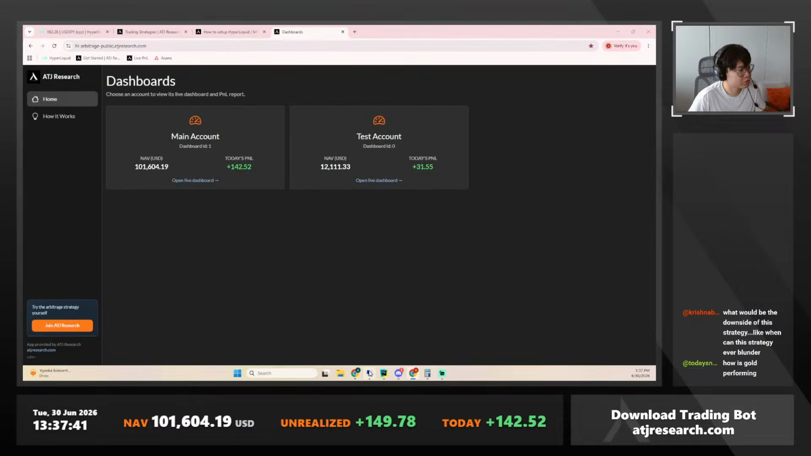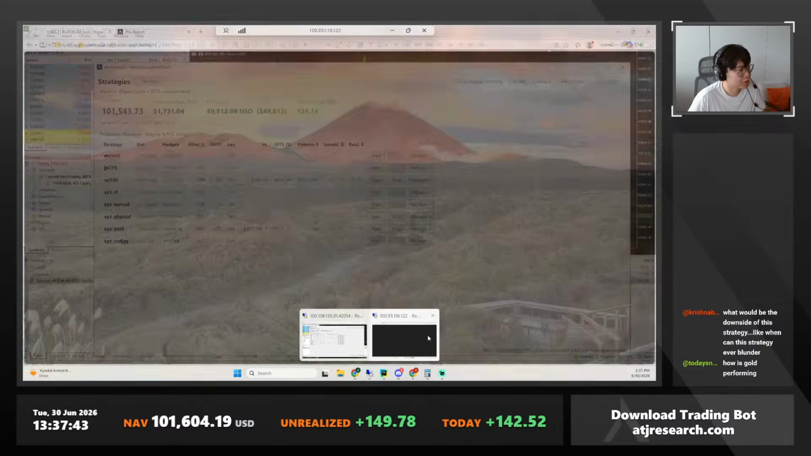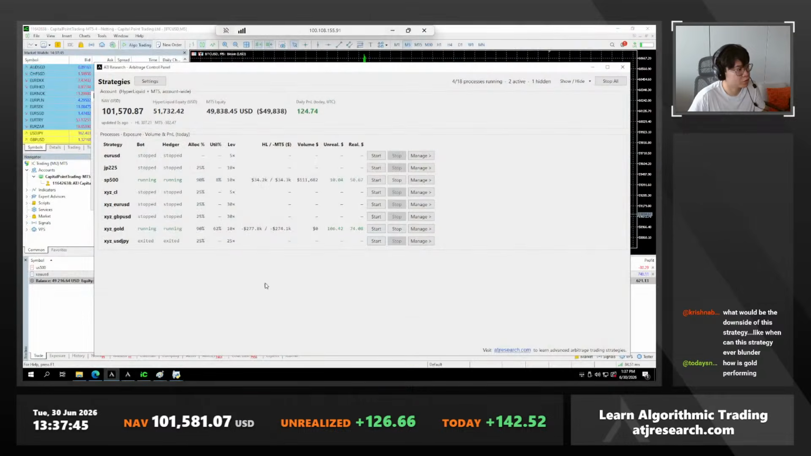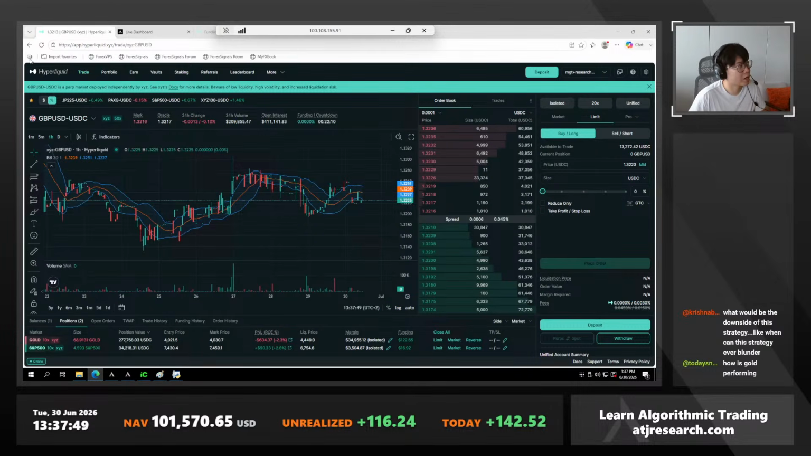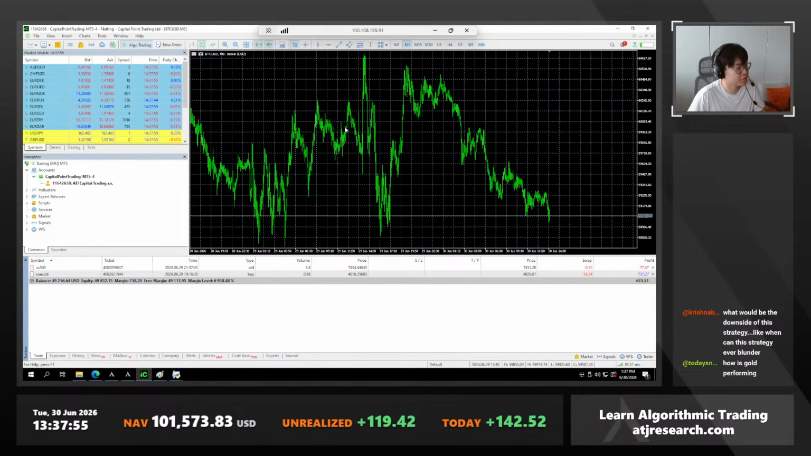Let me show you on this server, it's a bit faster. This is a virtual private server, it's a bit slower. This one has the 100K account, so I bought better specs on this one, so it's much faster. Here we're trading Hyperliquid, and here we are trading on MT5. So what can happen is that, because we're hedging between two platforms, we can run low on margin.